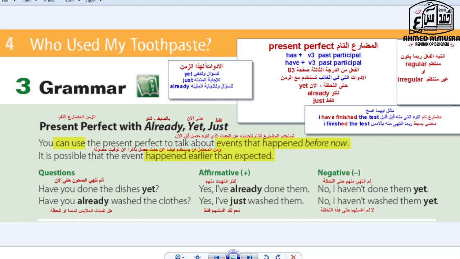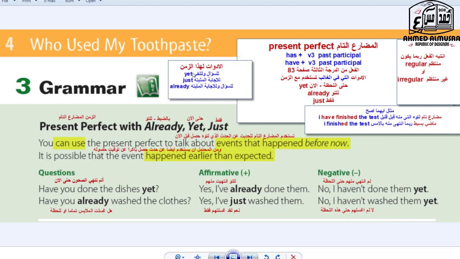The tools for this tense are yet, just, and already. So what are the rules to form this tense correctly? The rule: has or have with verb 3, the past participle. This is on page 83, and those are the words, or tools, which I use with this tense: yet, already, and just. Be attentive, the past participle can be regular or irregular. I translated those items.